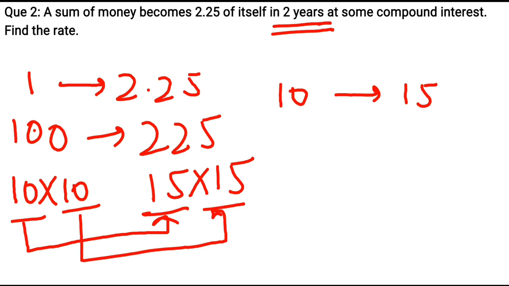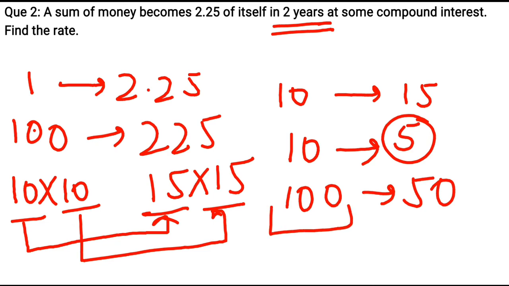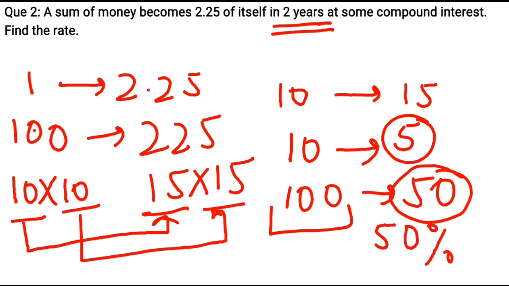Means what is your interest in 1 year? Your interest is rupees 5, but this is the interest you are earning on rupees 10. But what is rate? The interest you earn on 100 rupees. So if you multiply it by 10, it will be 100 and it will be 50. So on 100 rupees in 1 year you are earning this much interest, and this is also our answer. This is the rate by the very definition of rate. Is it clear?